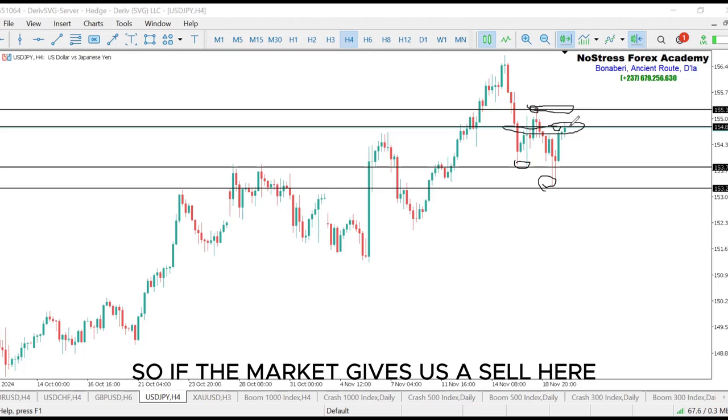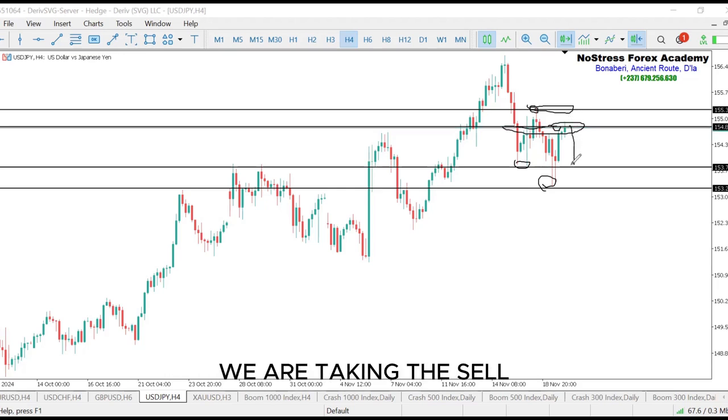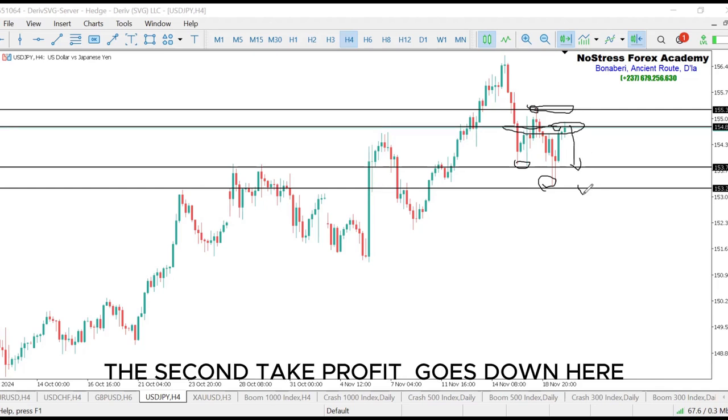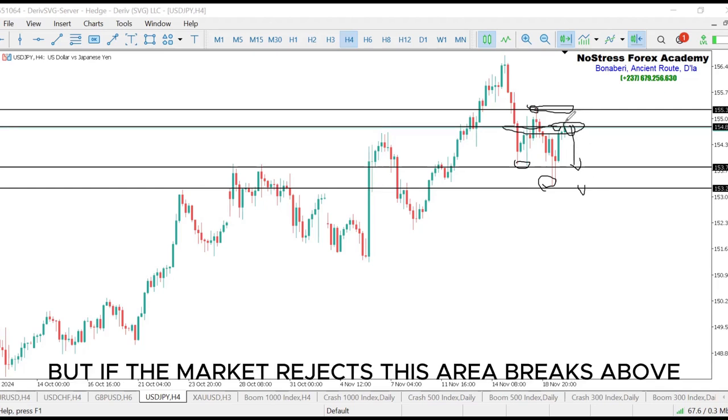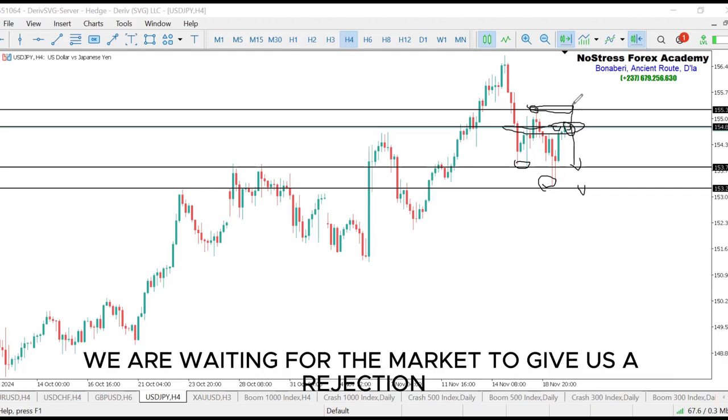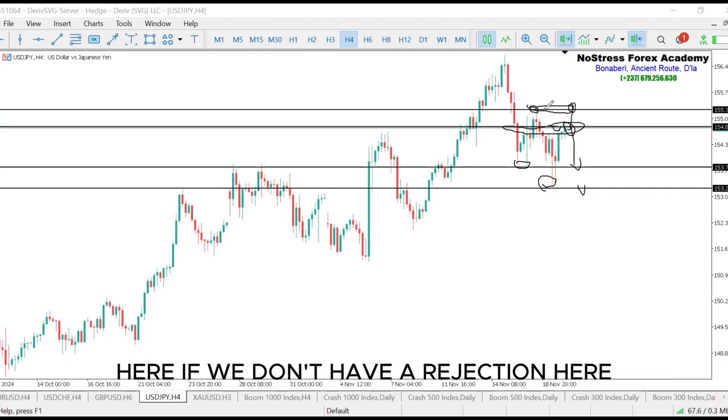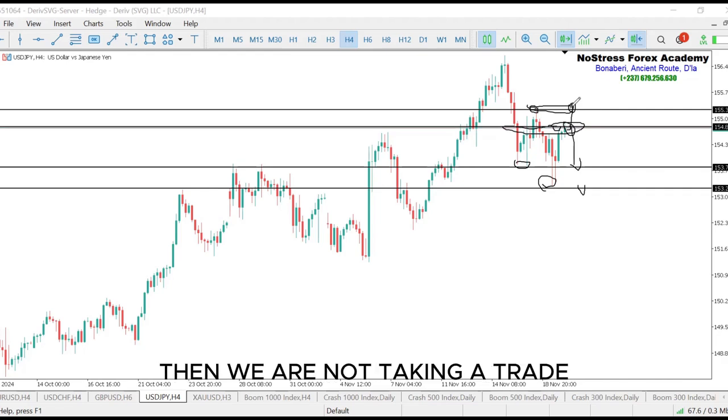So if the market gives us a sell here, we are taking the sell, and our first TP is going to be here. The second TP goes down here. But if the market rejects this area, breaks above, we are waiting for the market to give us a rejection here. If we don't have a rejection here, then we are not taking the trade.